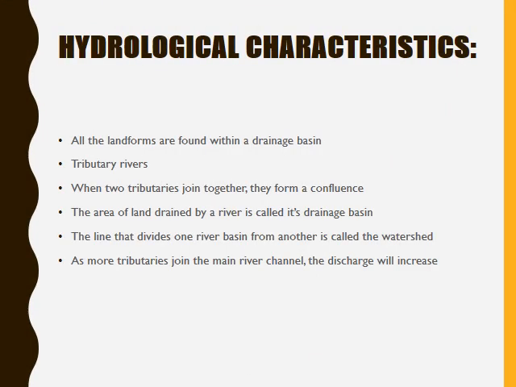Hydrological characteristics. All the landforms are found within a drainage basin. Tributary rivers: when two tributaries join together they form a confluence. Here the area of land drained by a river is called its drainage basin. The line that divides one river basin from another is called the watershed. As more tributaries join the main river channel, the discharge will increase.